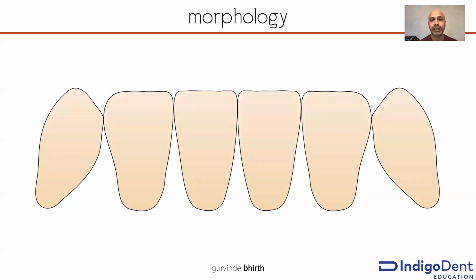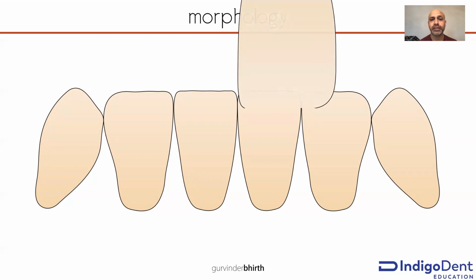Okay. A useful tip as well to decide how wide to make these teeth. As a guide, the upper central will cover both the central incisor and half of the lateral. So it gives you an indication of how big to make these teeth as well.